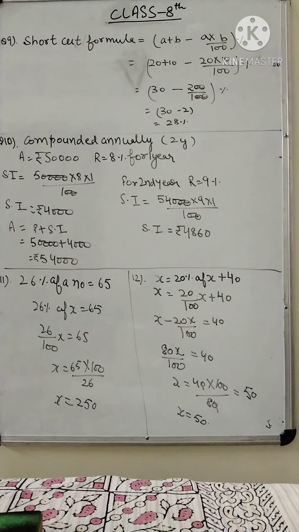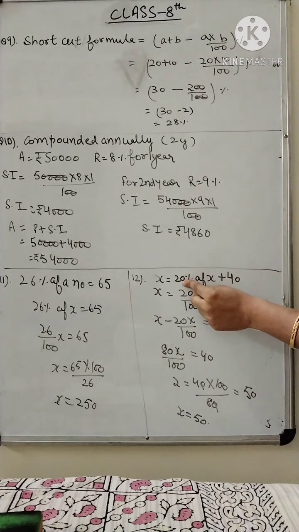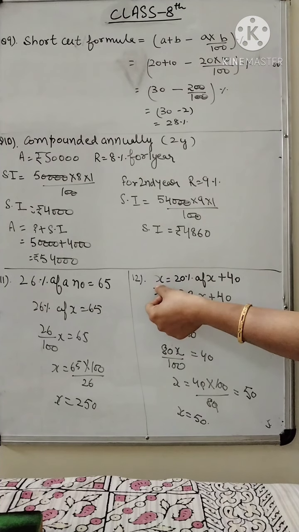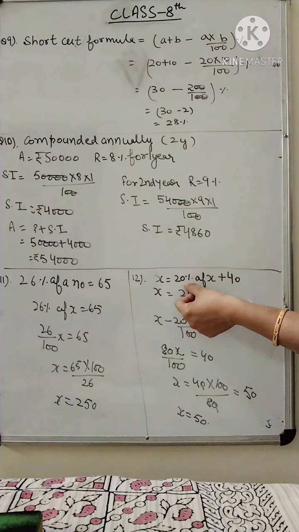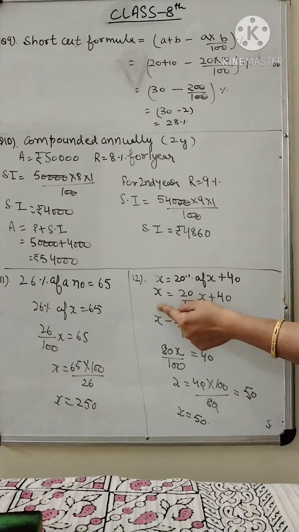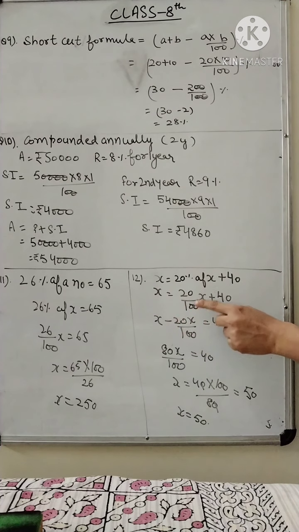Now question number 12: a number exceeds 20% of itself by 40, find the number. They are saying if we take 20% of x and then add 40 to it, it becomes equal to x itself. Clear? So x is equal to, remove the percentage symbol, 20 upon 100 of x plus 40.